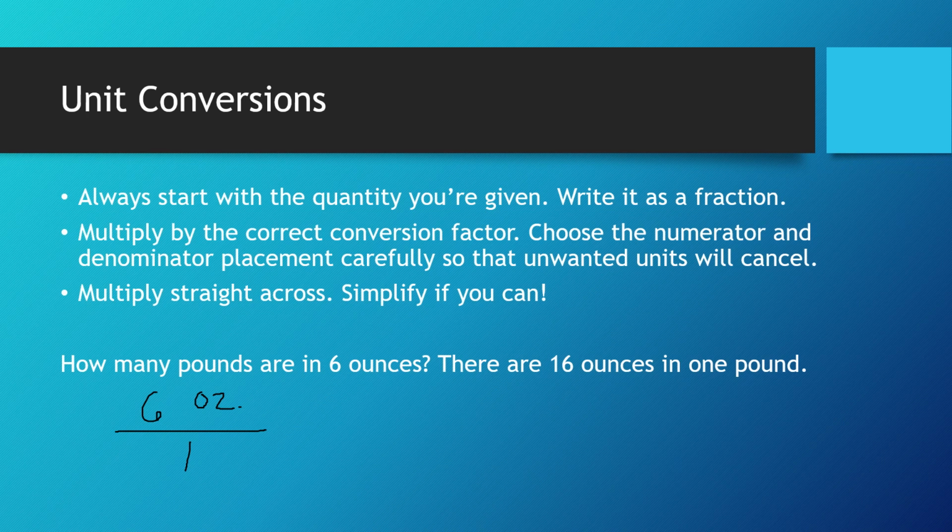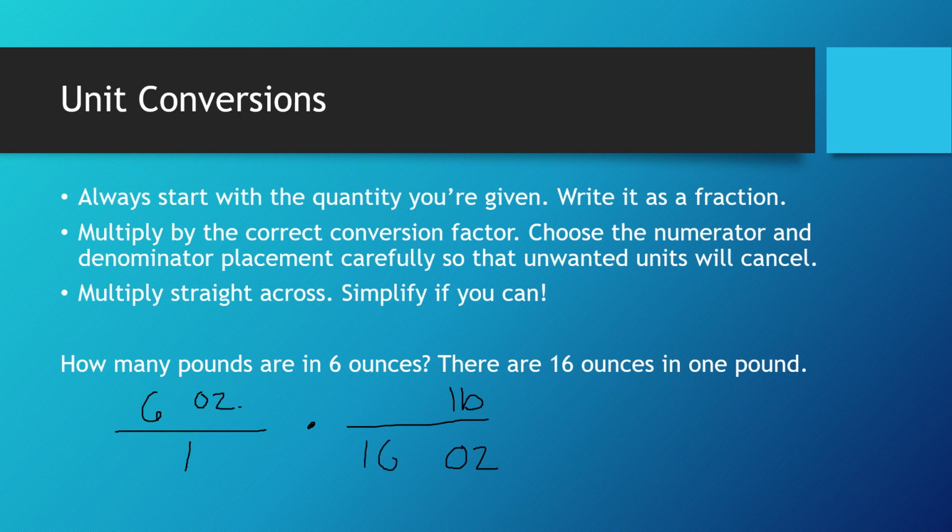I know that I want the ounces to cancel because the question says how many pounds are there. So I don't want the answer in ounces. I want the answer in pounds instead. So to make sure that the ounces will cancel, I'm going to put ounces on the bottom. I'm going to put pounds on top. Don't ask me why lb is the abbreviation for pound. It just is. Now I'm going to go fill in the numbers where they go.